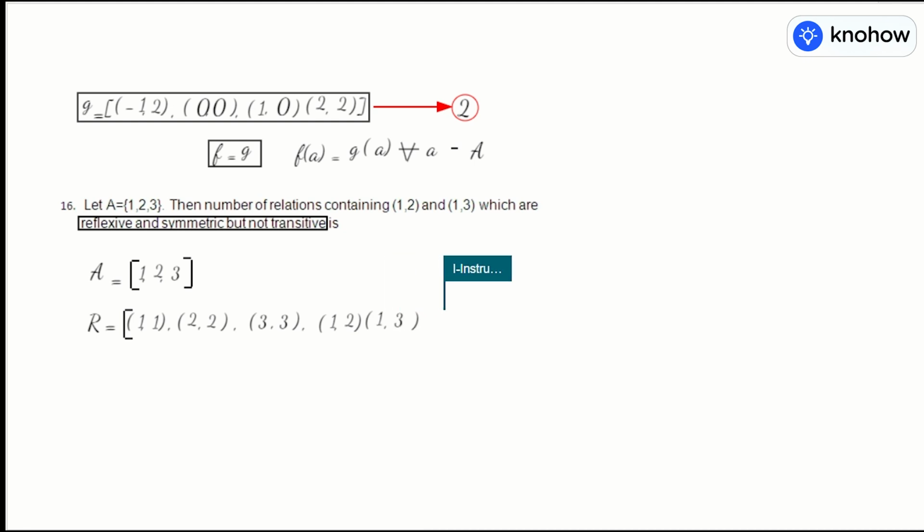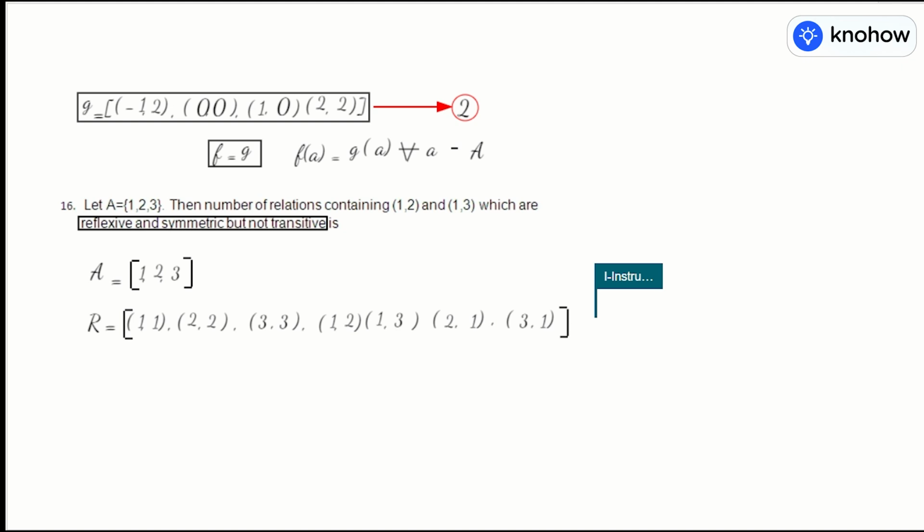And it also says that the relation is symmetric. As far as (1, 1), (2, 2), (3, 3) is concerned, that is not a problem. But if (1, 2) is there, then (2, 1) should also be there for the relation to be symmetric. And likewise, if (1, 3) is there, then (3, 1) should also be included. So what are the elements in R? (1, 1), (2, 2), (3, 3), (1, 2), (2, 1), (1, 3), (3, 1). Now, this relation is reflexive and symmetric.